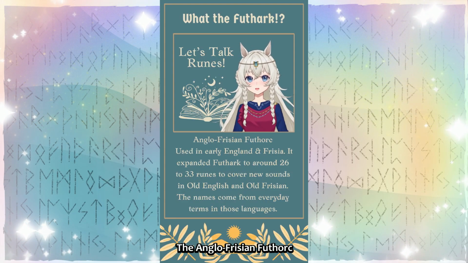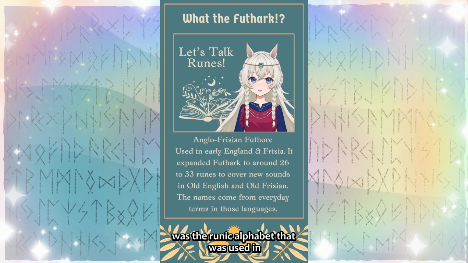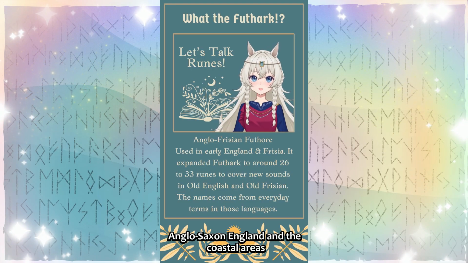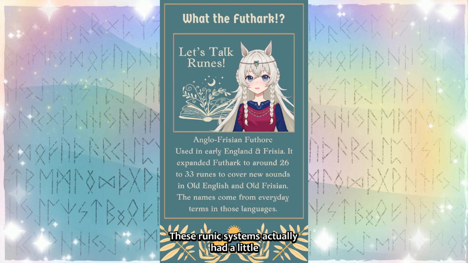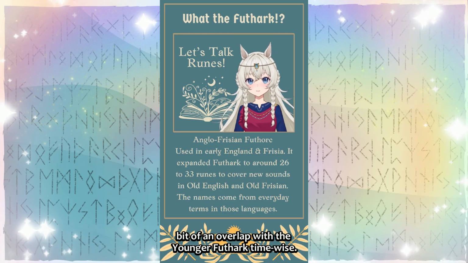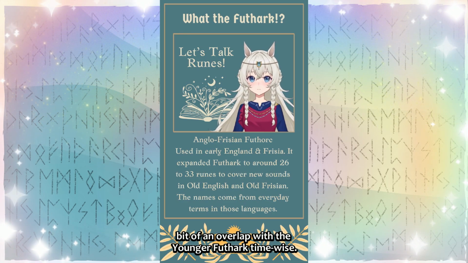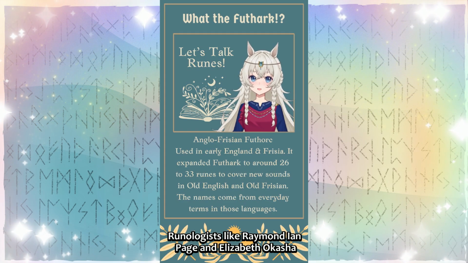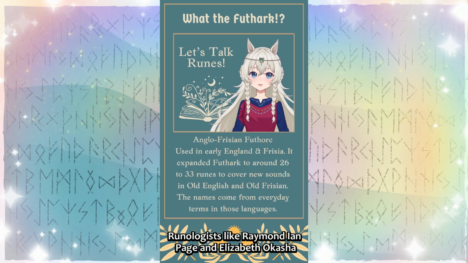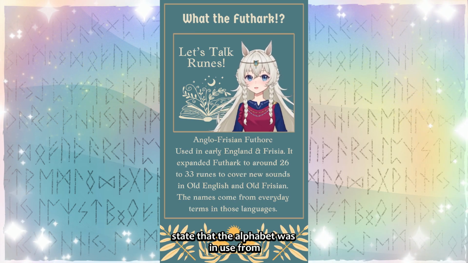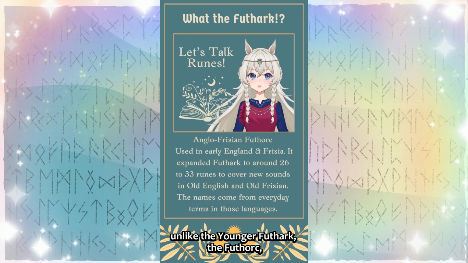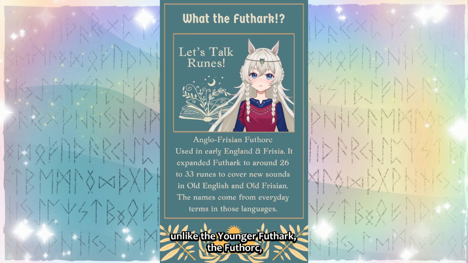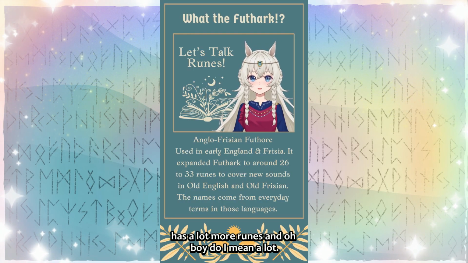The Anglo-Frisian Futhark was the runic alphabet that was used in Anglo-Saxon England and the coastal areas of Frisia, according to Britannica. These runic systems actually had a little bit of an overlap with the younger Futhark time-wise. Runologists like Raymond Ian Page and Elizabeth Okasha state that the alphabet was in use from about the 5th to 11th century CE.